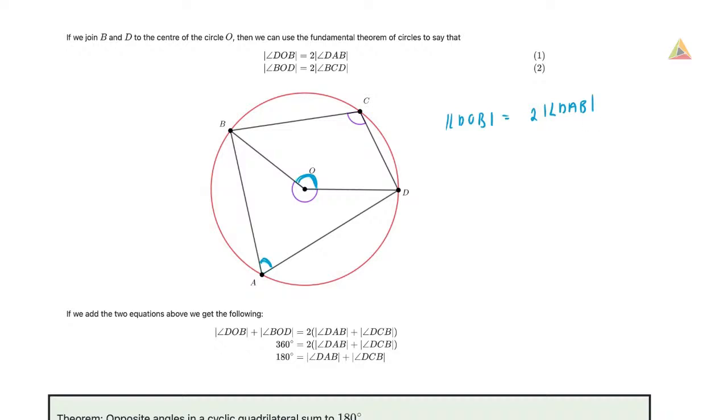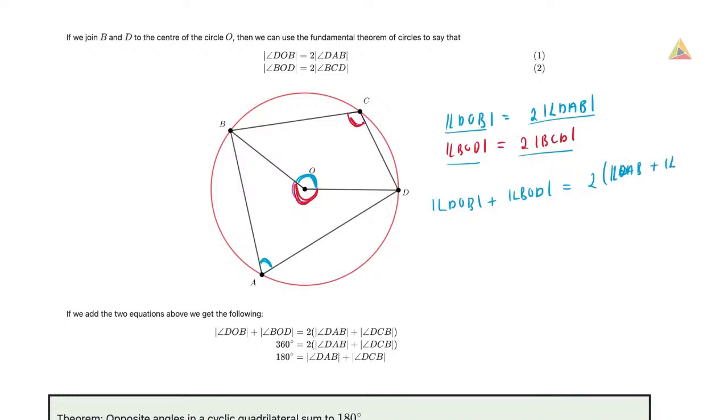Now, similarly, if we look at the other angles, we use a different colour here. The angle BOD, which is this side here, is equal to 2 times the angle BCD, which is this angle here. Now, if we add the two equations, the angle DOB plus the angle BOD is equal to 2 times the angle DAB plus the angle DCB.